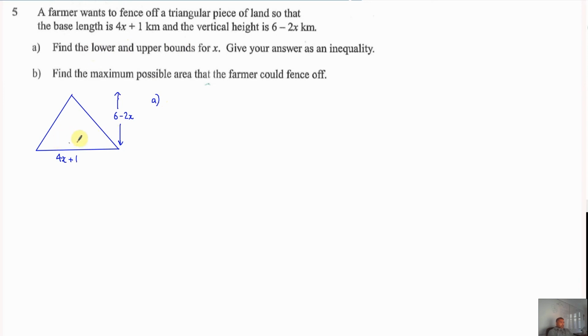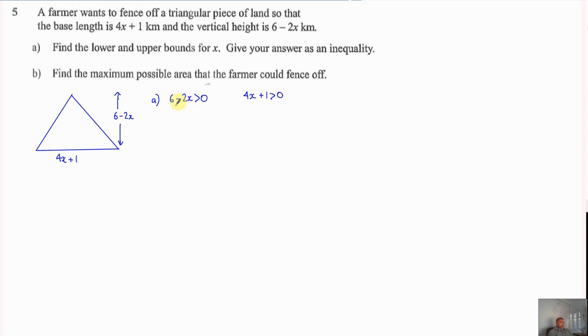Well, I guess the smallest that x can be, it can't be less than 0. In order to be a triangle, that means 6 minus 2x has to be bigger than 0, and 4x plus 1 has to be bigger than 0.